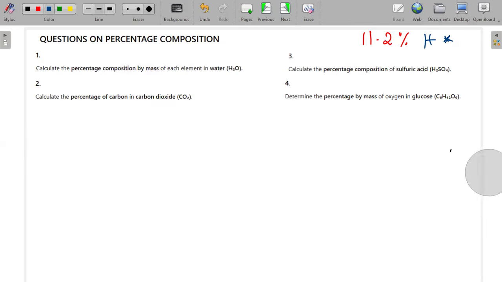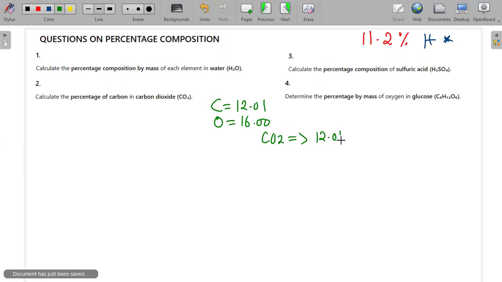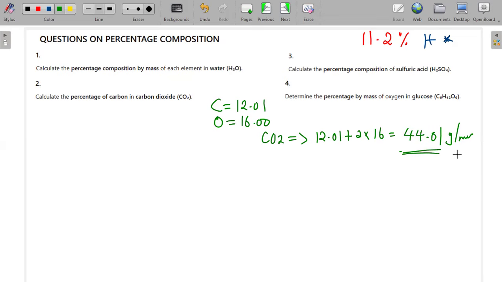All right, so what about carbon dioxide? Let's talk also about carbon dioxide because it's there in combustion analysis. So carbon, we said its molar mass is 12.01. Then oxygen is 16.00. What about carbon dioxide? In carbon dioxide, we have two oxygens. So that would be 12.01 plus 2 multiplied by 16, to give me 44.01 grams per mole. So this is the molar mass of carbon dioxide.